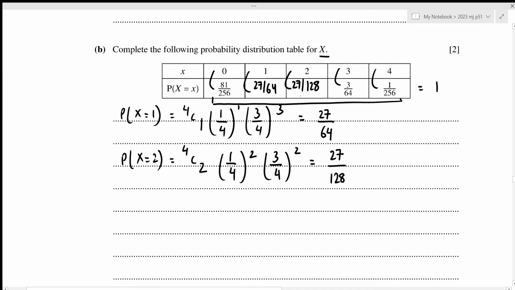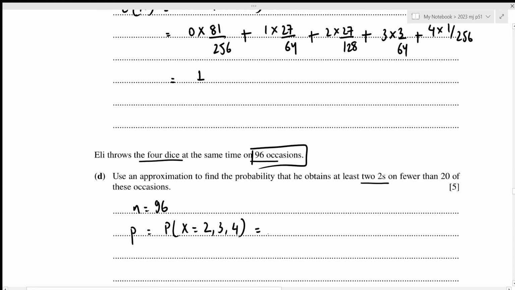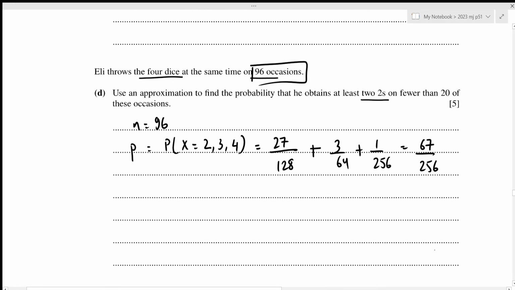So that should be 27 by 128 plus 3 by 64 plus 1 by 256, which results in 67 by 256. Now let us also calculate the value for Q. That's 1 minus P. So 1 minus 67 by 256. So that's 189 by 256.